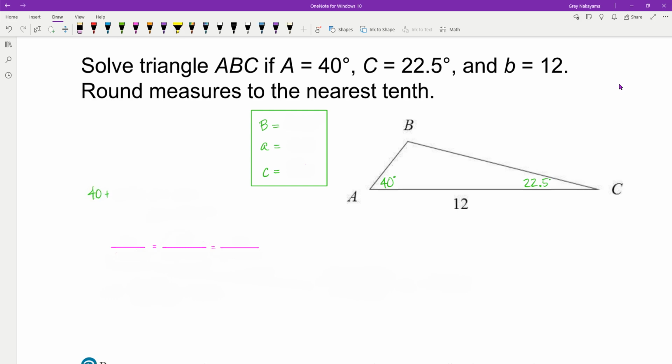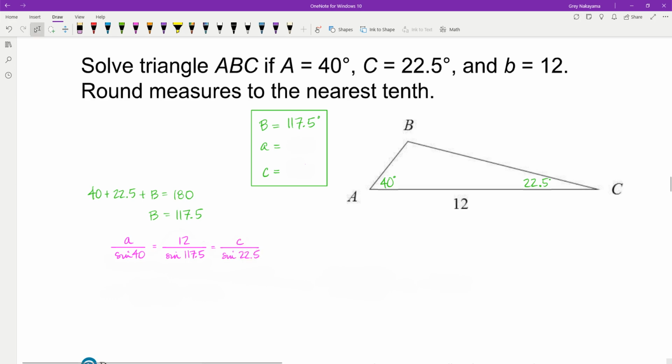There it is. 40 plus 22.5 plus B equals 180. So B is equal to 117.5. Round measures to the nearest tenth. So I'm going to put 117.5 degrees in my answer in MyLab Math. Now I'm going to write my extended proportion. In my extended proportion, I'm going to have a, I don't know what a is, a over the sine of 40. And then I'm going to have b, but b is 12 this time, over the sine of B. And then I'm going to have c over the sine of 22.5.